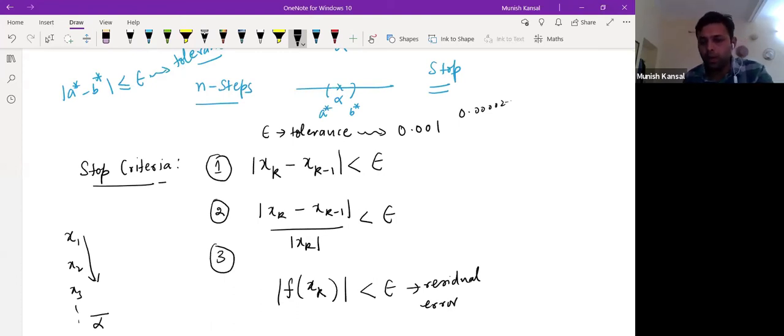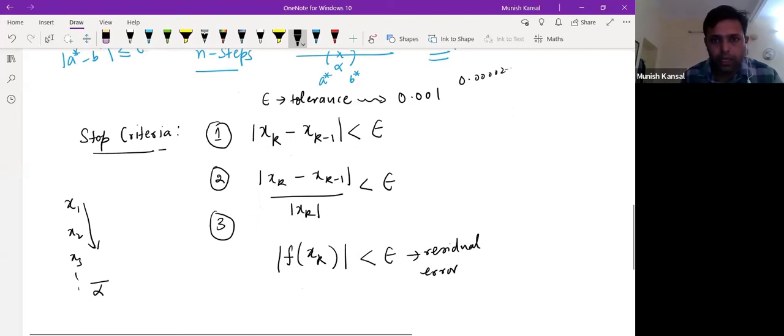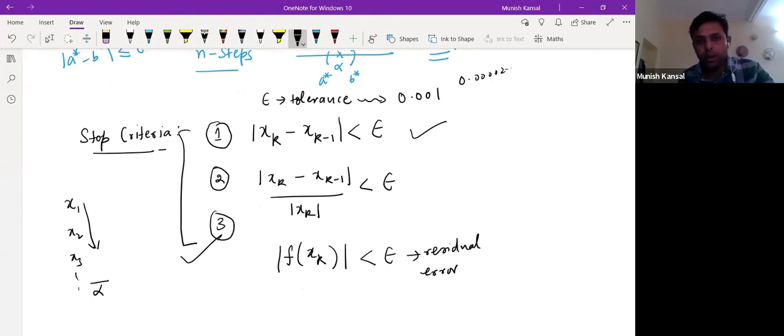There are many other stopping criteria in research work. Sometimes we make use of this and this. We can club these two stopping criteria. We make linear combinations of 1 and 3. Similarly, you can apply any other stopping criteria also. So these are the basic ones which we study in undergraduate courses. First one is with respect to relative absolute error. Second one is with respect to relative error, and third one is the residual error, right?